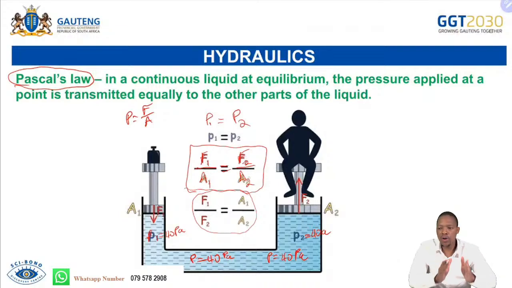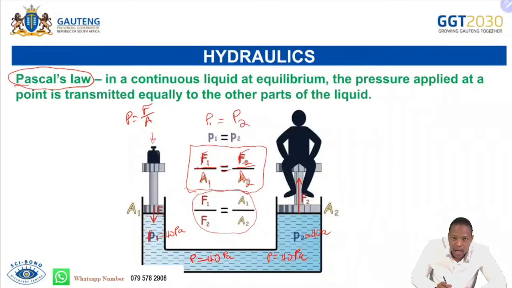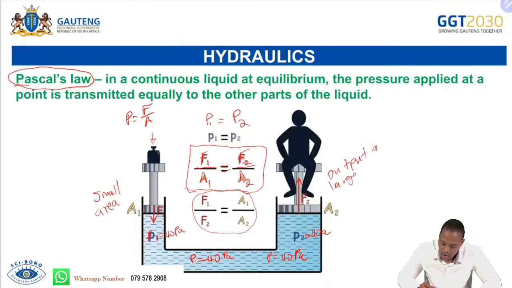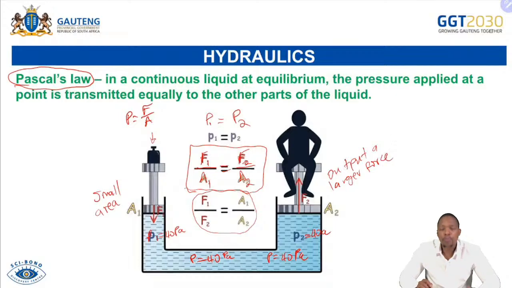So what can this help us with? Well, in hydraulics, if I exert a small amount of force here, given that my cylinder or my piston here has a small area, very, very important that the area is small here on the first piston, the pressure will be equal. If the pressure is equal, it will output a larger force. And how does that help us? Well, that helps us to lift heavy things.